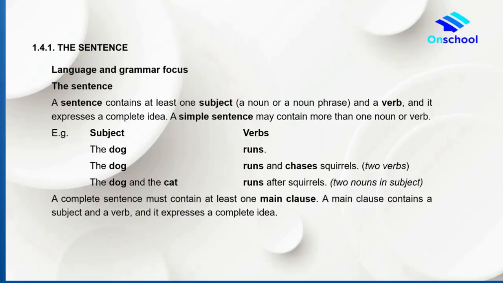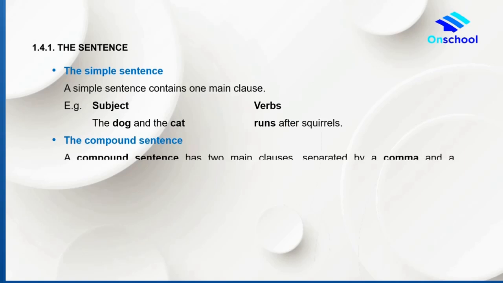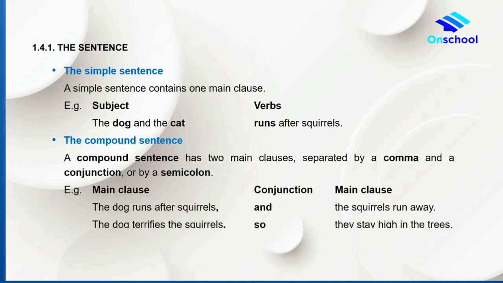There are different kinds of sentences by structure, and in this unit, we are looking at two types, simple and compound sentences. A simple sentence contains one main clause, as you can see in this example. What about compound sentences? A compound sentence has two main clauses separated by a comma and a conjunction, or by a semicolon. Here are some examples.